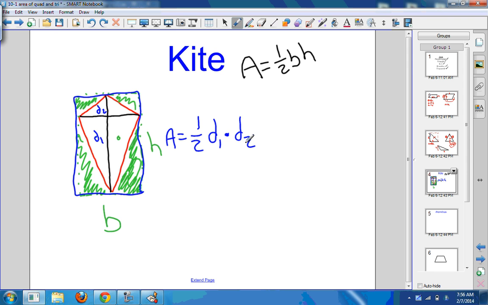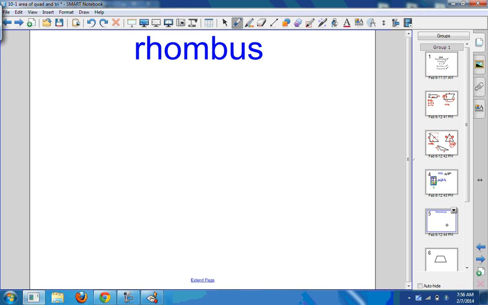The last shape that we have, or second to last shape we have, is a rhombus. A rhombus is similar to a kite. Rhombuses are hard for me to draw. We'll see how I do here. So a rhombus is a diamond shape. Remember that it's not a very good rhombus. Sorry about that.